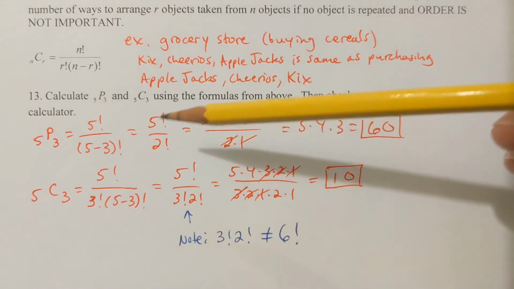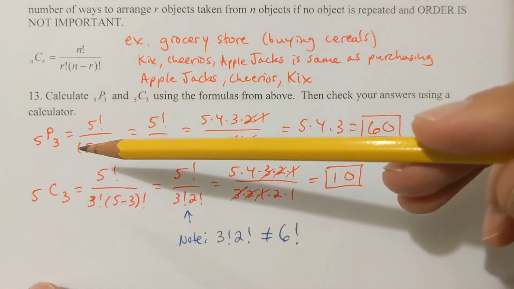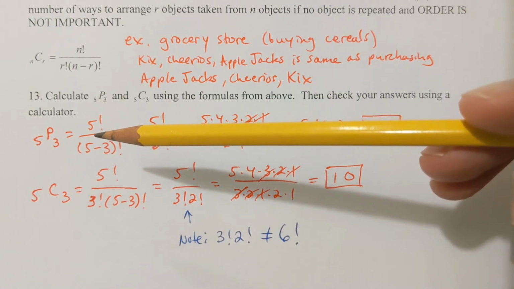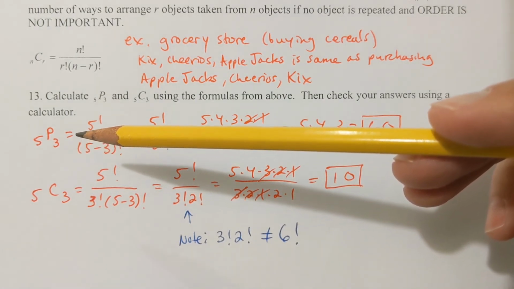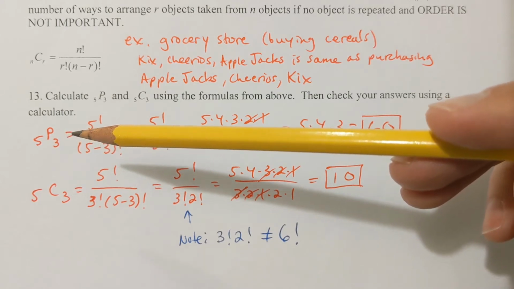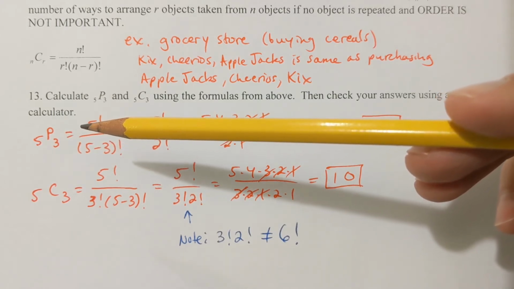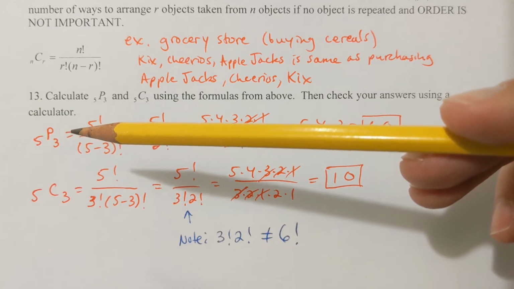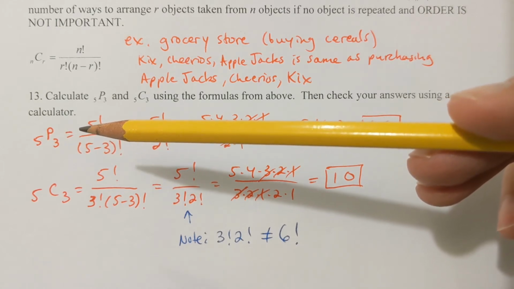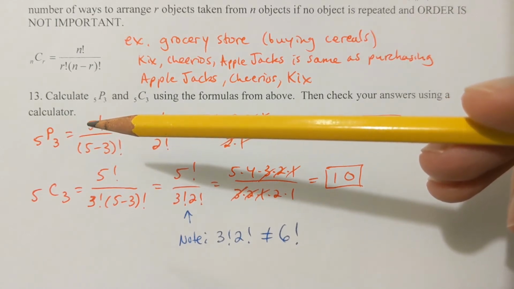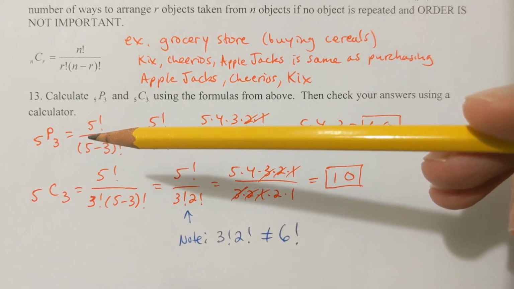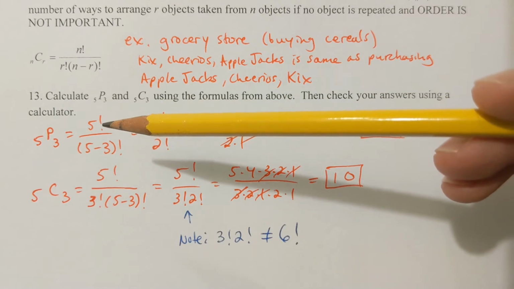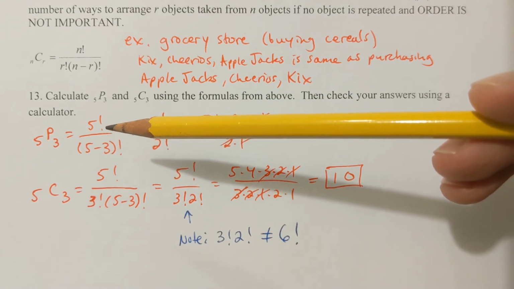Okay, so 5 permute 3, n is 5 and r is 3. By the way, n is always going to be the bigger number. Okay, so the bigger number is always going to go on the left. Otherwise, it wouldn't make any sense if you were to write 3 permute 5. Since you've got 3 objects, you can't select 5 from the 3. Okay, so I'm selecting 3 objects from the 5 objects. Okay, so n is 5, r is 3.